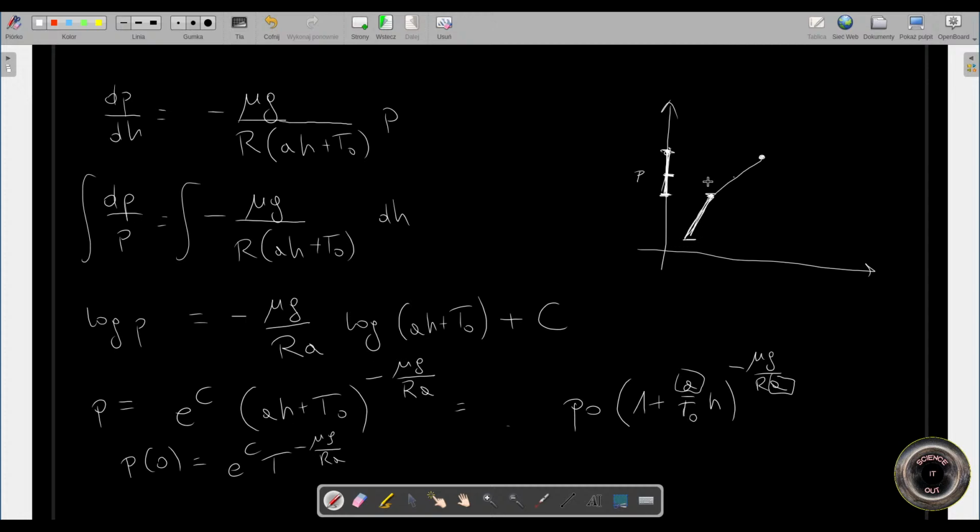So using this equation and our knowledge of temperature in the atmosphere, we can calculate the pressure everywhere as well. And then using that, we can calculate the index of refraction.